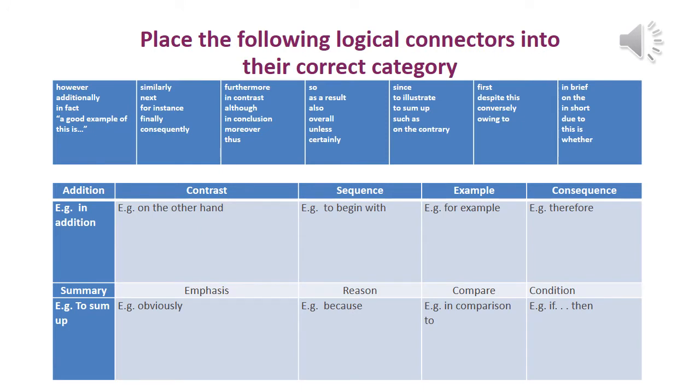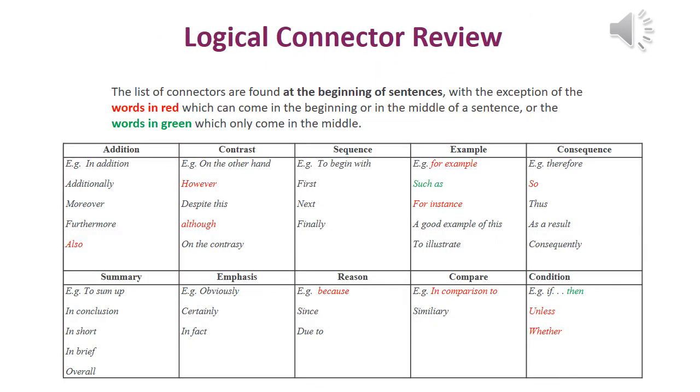Place the following logical connectors into their correct category. Logical connector review. The list of connectors are found at the beginning of sentences, with the exception of the words in red, which can come in the beginning or in the middle of a sentence, or the words in green, which only come in the middle.